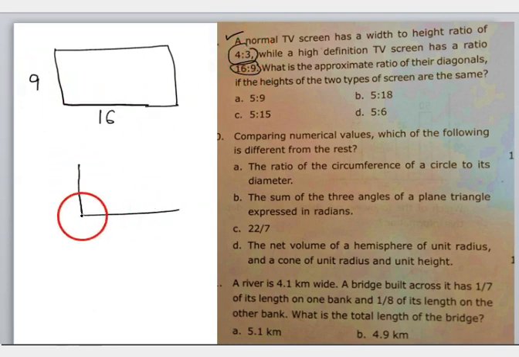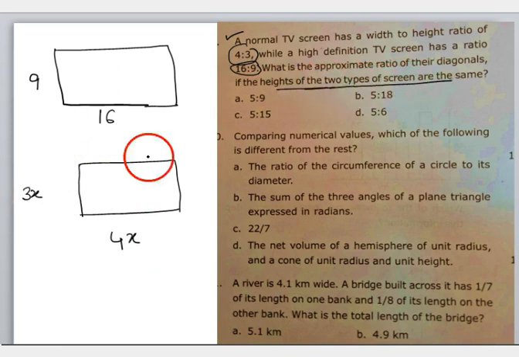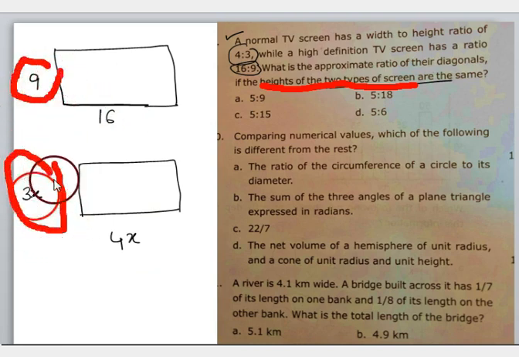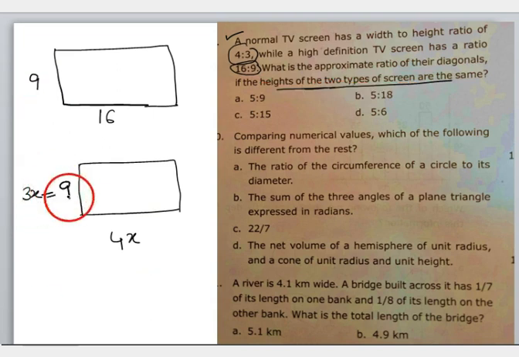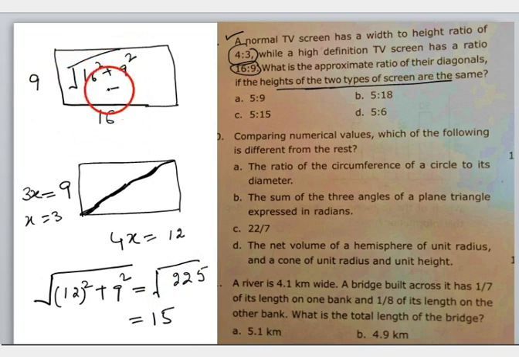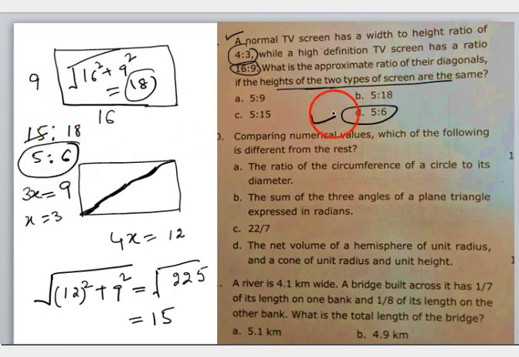So this is 16:9, and we have to make the height of the two types the same. Here it is given 4:3, and the other is 16:9, so we have to make it 9. How? X should be 3. Then finding the diagonal. So this one is the correct answer.